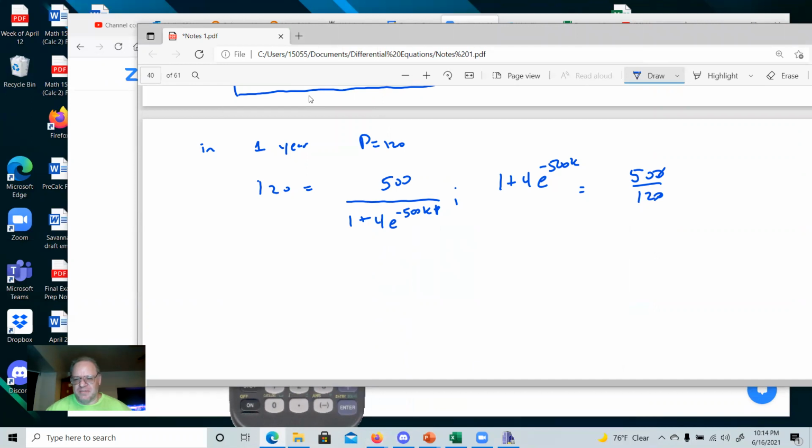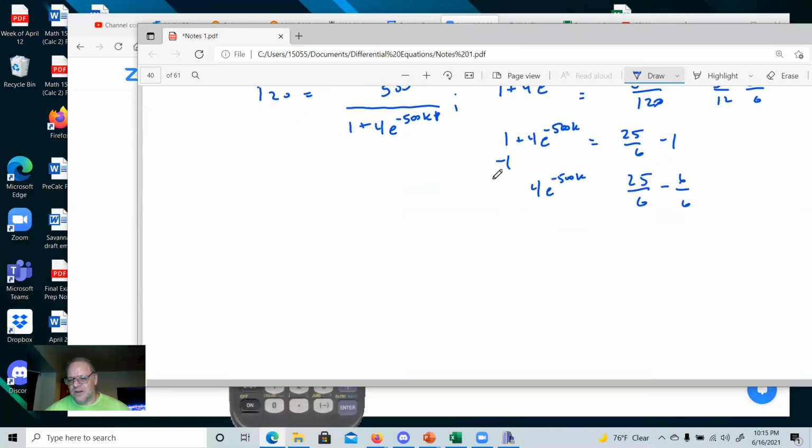Okay, so we've got 1 plus 4e to the negative 500k is equal to 50 over 12. Let's cast out a 2, so we've got 25 over 6. Subtract 1 from both sides. So we've got 4e to the negative 500k equals 25 over 6 minus 6 over 6. What is that, 19 sixths? So divide both sides by 4. e to the negative 500k is equal to 19 over 24.